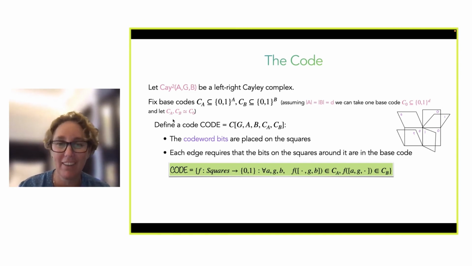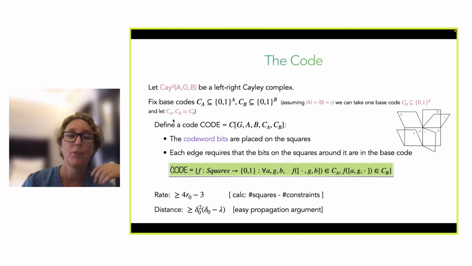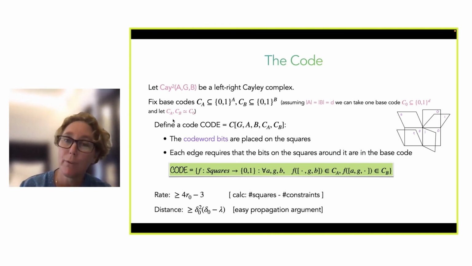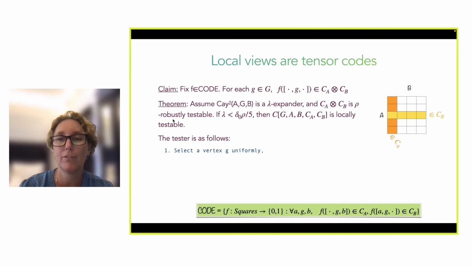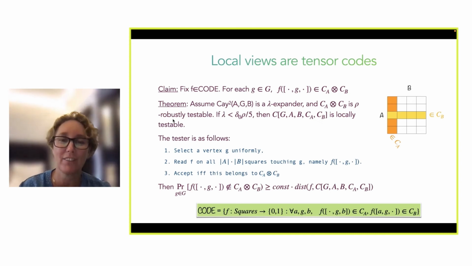And the key is that for this code, you can prove that it has high rate, as close to 1 as you want. That's actually easy to prove. You can prove that it has constant distance. This follows from the expansion. It's also easy to prove. And you can prove that it's locally testable. That's less easy to prove, but it follows from the fact that locally around the vertex, this product structure means that we're looking at a tensor code, and for that we already know some local testability, and then the expansion gives the full result.